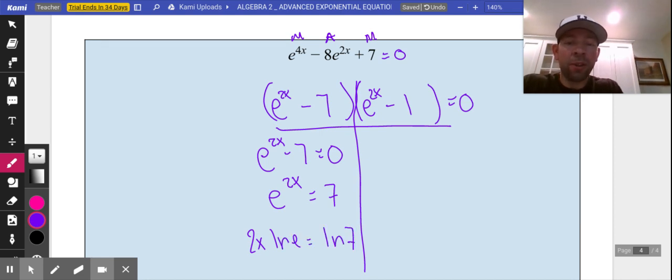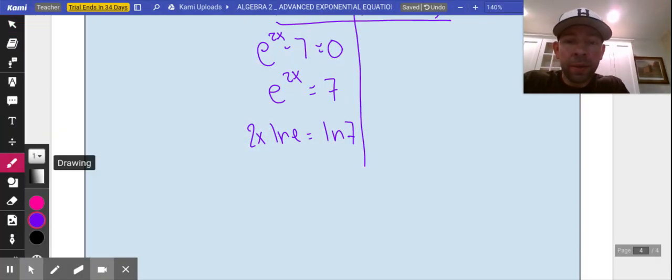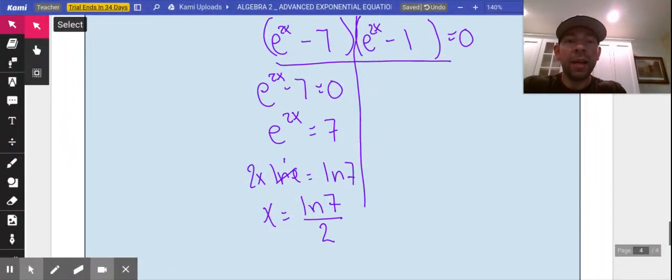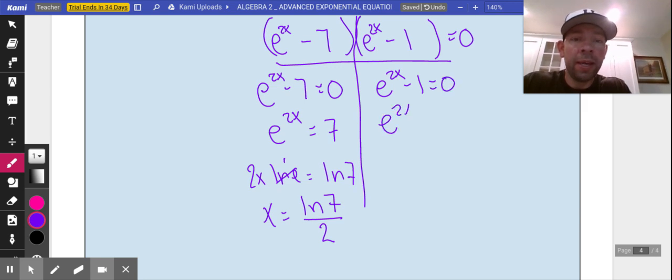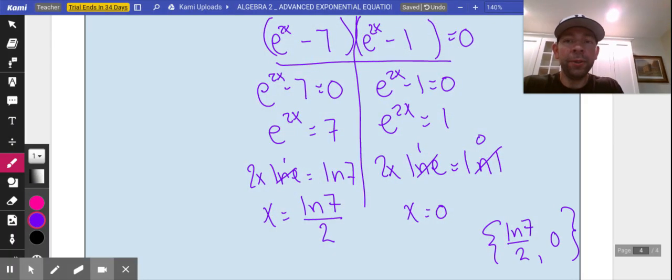Notice as soon as I took the natural log, I moved that exponent out front. You could go a little bit slower than that if you want. We know the natural log of e is 1, so I'll divide both sides by 2. And again, so we could leave it in terms of an ln, or we could convert it to a decimal using our calculator. On the other side of this expression, we got e to the 2x minus 1 equals 0. Add that 1 over, of course. When we take the natural log of both sides, we know that ln of e is 1 and the ln of 1 is 0, so we just get x equals 0. So at the end of the day, my solutions are going to be the natural log of 7 divided by 2 as well as the 0. They both check out. We're in good shape.